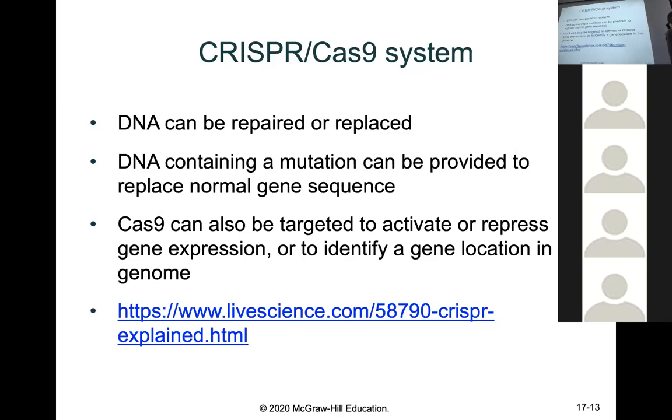We can target it to activate or repress gene expression, or to identify genes. It doesn't even have to be used to actually cut up a gene. You can just use it to find a specific gene. So it helps to locate specific genes within the genome, which can be difficult. The two women who developed this, there were a lot of people working on it at once, but they were the first to figure out how to use this as a gene editing tool. They just won the Nobel Prize in 2020. So this is really, really new stuff.